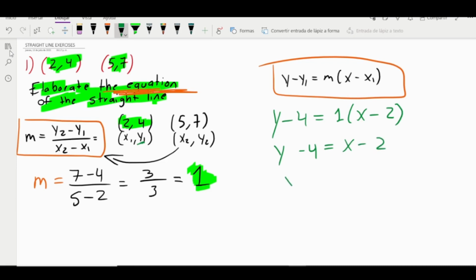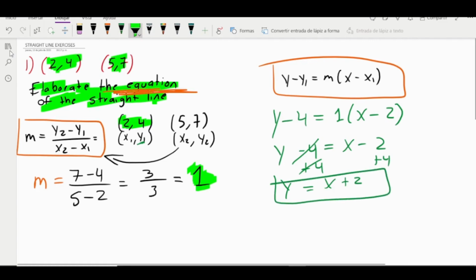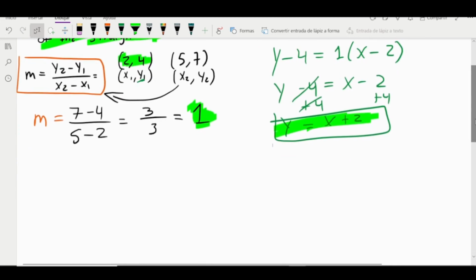Now let's solve this equation, or isolate the y. We apply plus 4 on both sides, so we cancel this, and it's going to be y equal x minus 2 plus 4. Minus 2 plus 4 is positive 2. And here is the equation: y equals x plus 2. This is the way that we can apply these formulas, the slope and the point slope formula. Okay, let's solve the next problem.